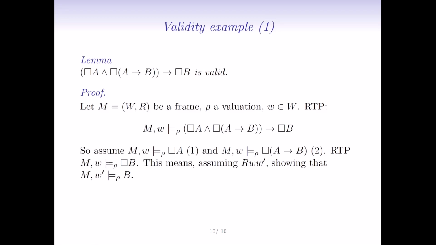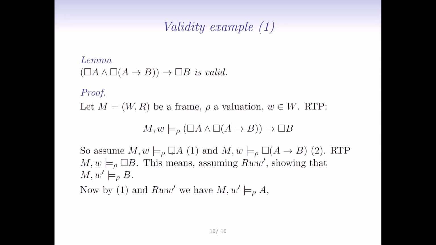So let's assume some arbitrary accessible world W prime. So we know that W prime is accessible, so R W W prime, but we won't assume anything else about W prime. It has to be an arbitrary choice because we want to show it for all accessible worlds. And we want to show that if W prime is accessible from W, then the formula B must hold there. So we'll assume R W W prime, and we have to show that W prime satisfies B.